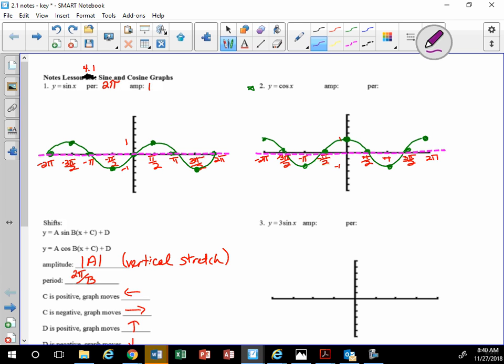And then do you guys see from, I'll label you first. Do you guys see how from the top of the graph to the midline, how far is that from the top to the midline? 1, okay, that's the amplitude. So amplitude is always talking about from the midline to the top or from the midline to the bottom, okay?